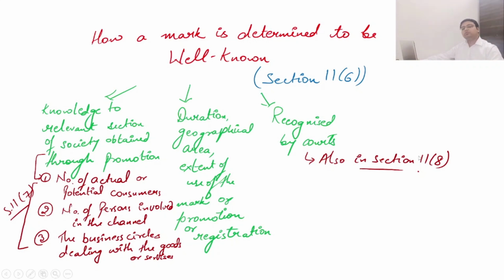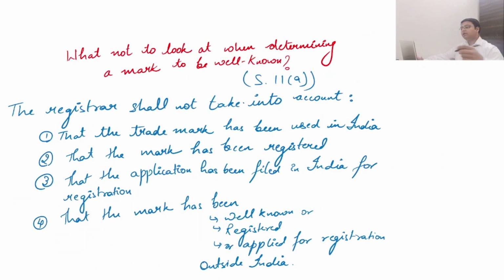Now, coming to section 11, subsection 9, it tells us what we should not look at when identifying a mark as a well-known mark. So, what the registrar should not look at is that the trademark has been used in India. If it has not been used in India or if it has been used in India, that should not be taken into account. Secondly, that the mark has been registered. It doesn't matter whether a mark is registered or not. An unregistered mark can also be identified as a well-known mark.